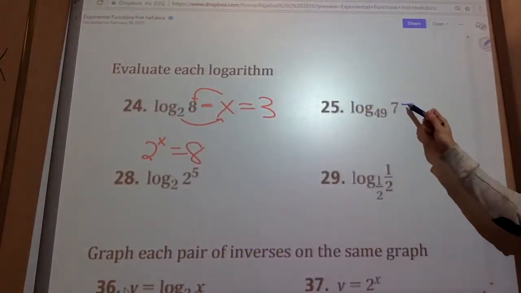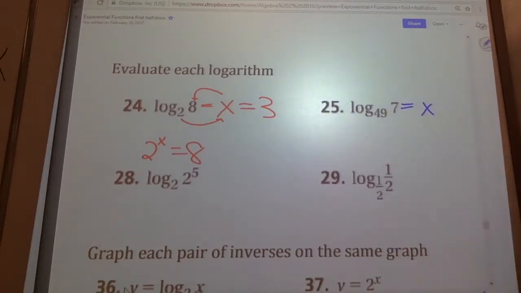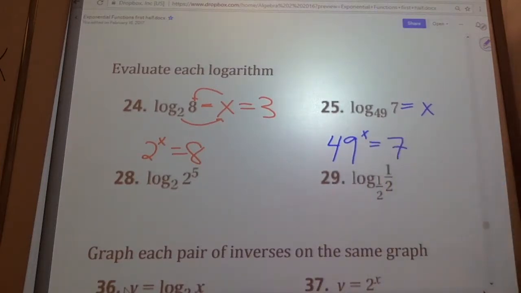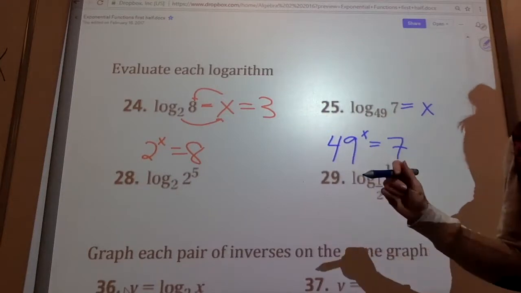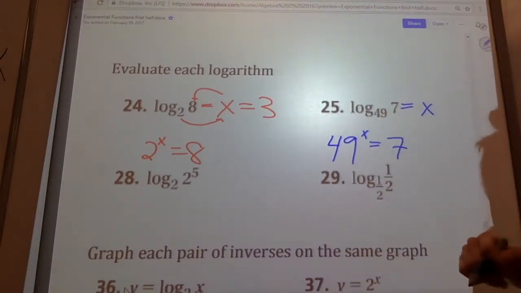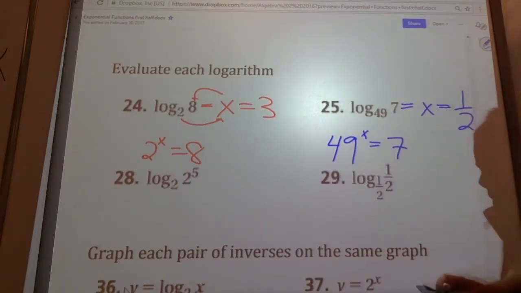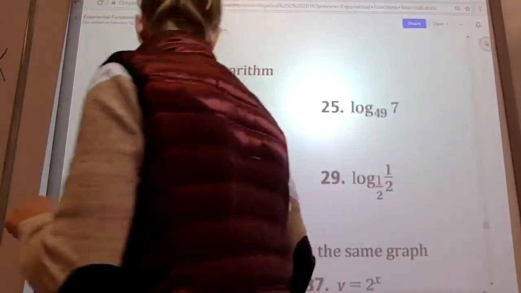Okay. So like this one, we don't know what this equals. Log base 49 of 7 equals what? We don't know. So we write it in exponential form. 49 to what power equals 7? We got to recall last chapter. 49 to what power is 7? Square root it. We know the square root of 49 is 7. So the power that represents square root is 1/2. Very good. So this would be 1/2. 49 to the 1/2 power is 7.